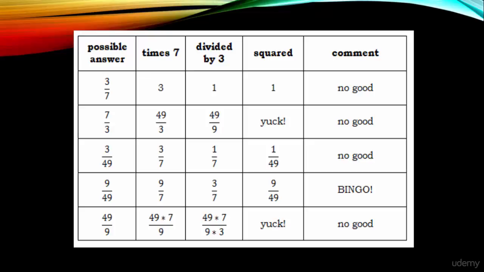9 by 49 times 7, 9 by 7. Divided by 3, 3 by 7. Squared, 9 by 49. This is the right answer.